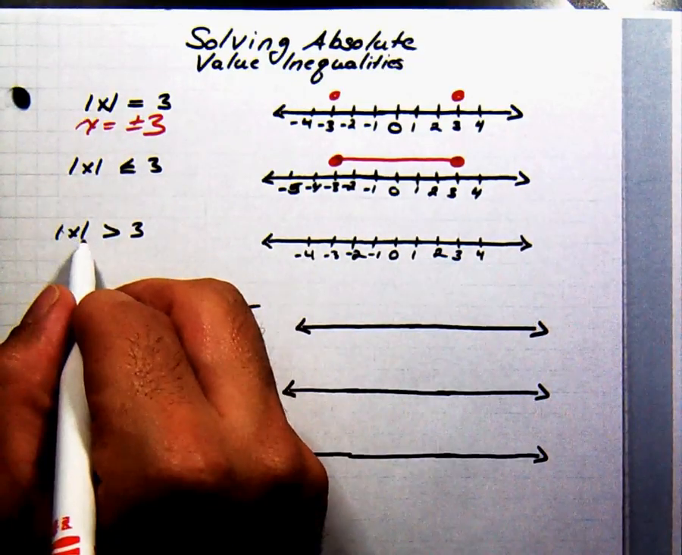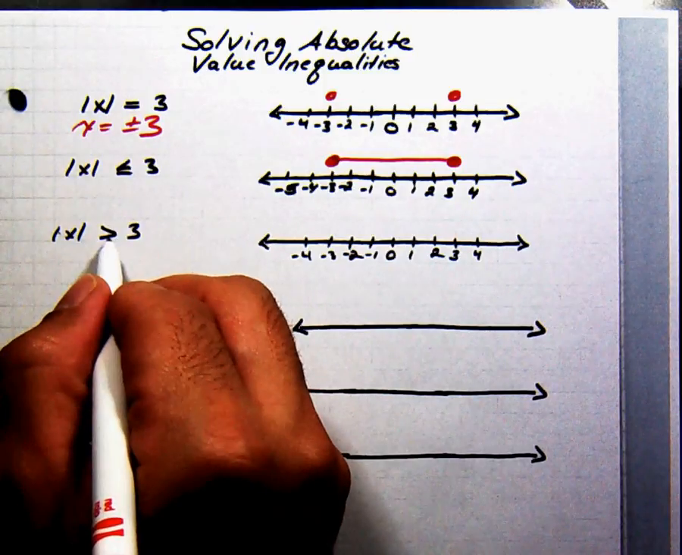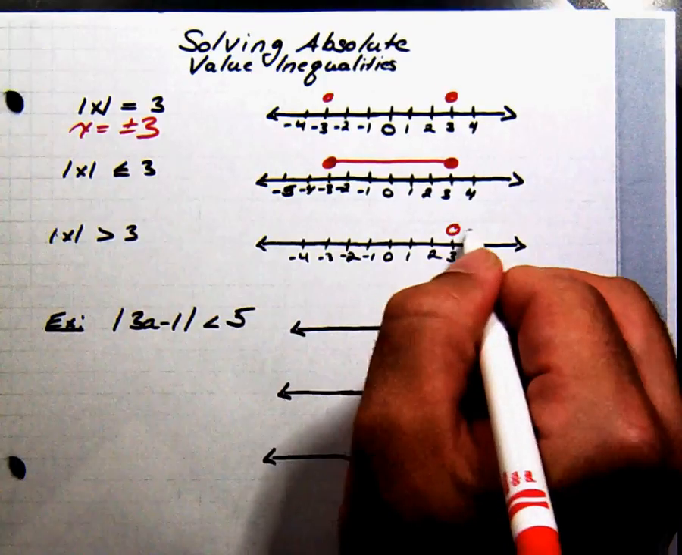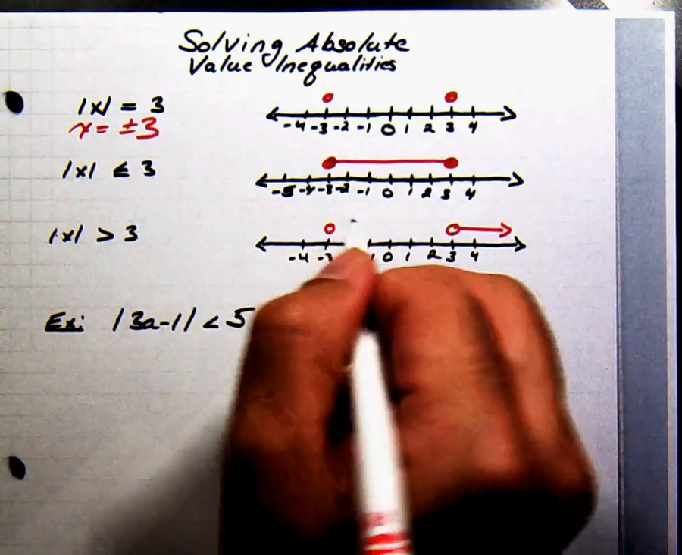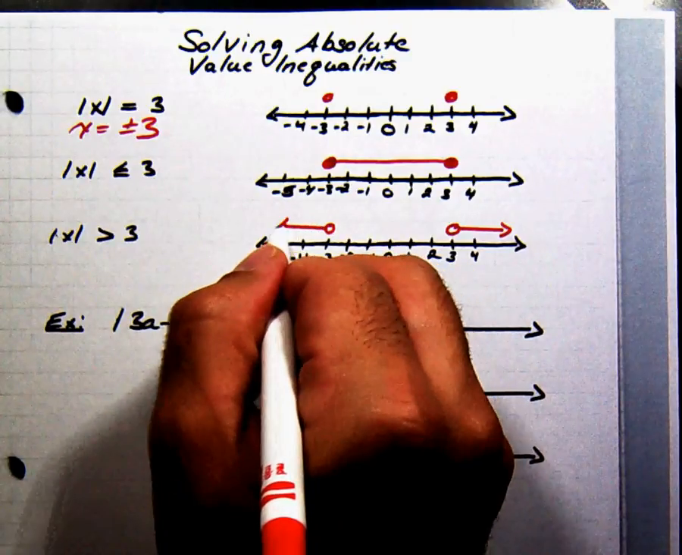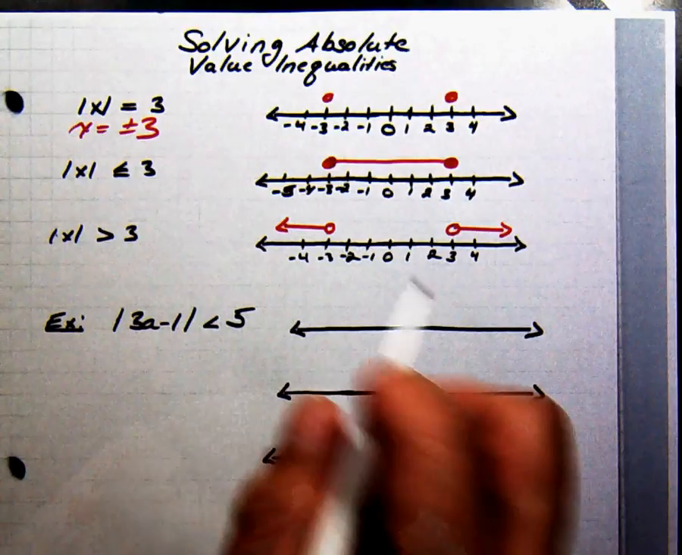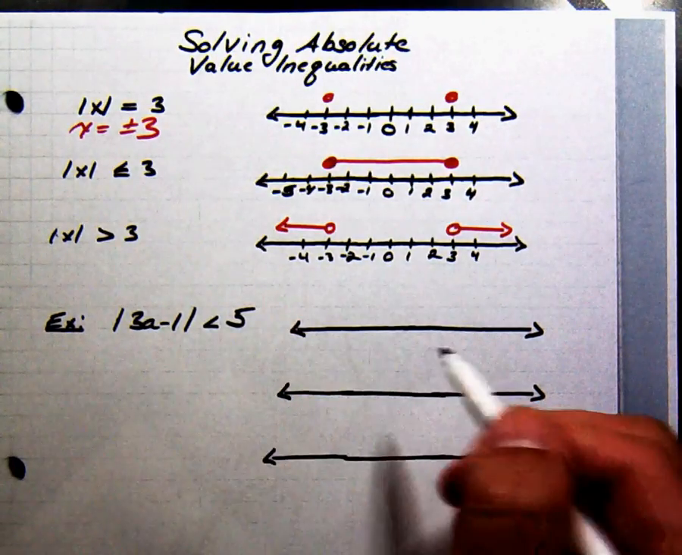This inequality right here says the set of numbers whose distance away from 0 is greater than 3. So that's from 3 all the way to positive infinity, and from negative 3 all the way to negative infinity. Okay, now let's go ahead. I think we're ready to look at solving an absolute value inequality.